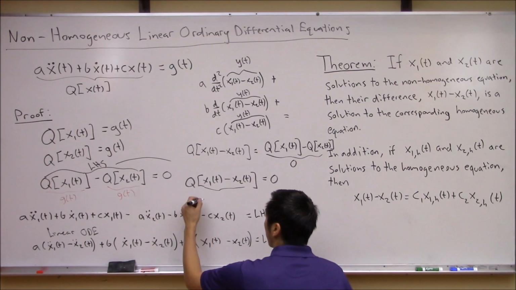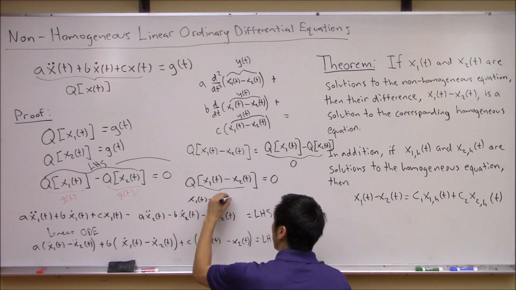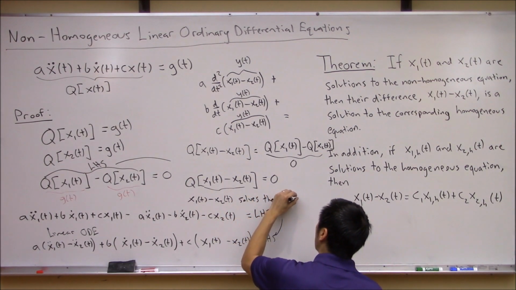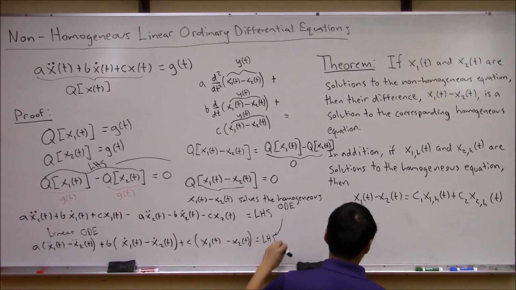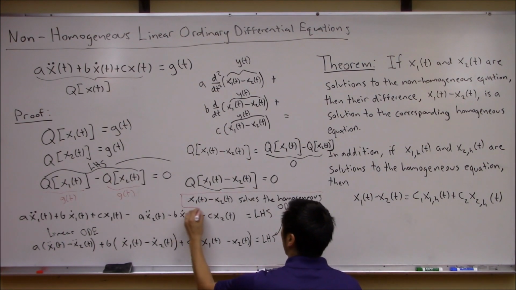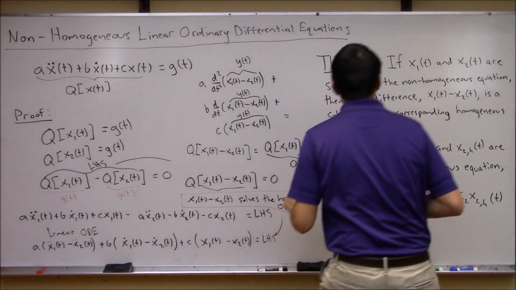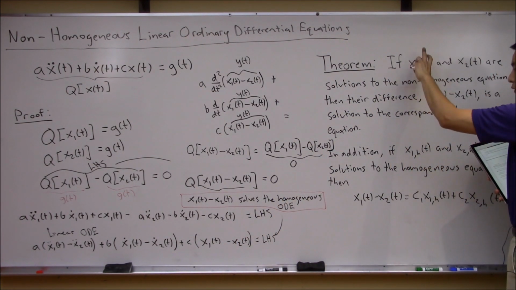So this difference here, x1 of t minus x2 of t, solves the homogeneous ODE. And sorry, I did not manage my space very well, but this is what I'm circling in red here, right? This is what we were gunning for. That is exactly what this portion of the theorem states. So we just proved the first portion of this.